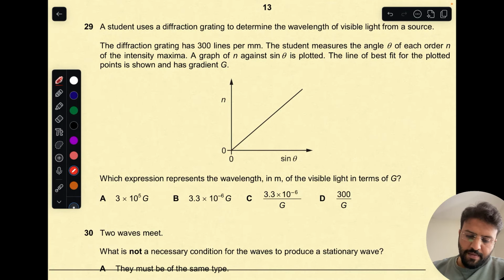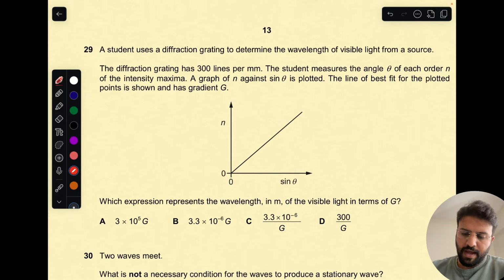A student uses a diffraction grating to determine the wavelength of visible light from a source, and what we have in that case is 300 lines per millimeter. The student measures the angle theta of each order n of the intensity maxima, and the graph is given for n and sine theta. The line of best fit is plotted, and its gradient is called G. Which expression represents the wavelength in meters of the visible light in terms of G?